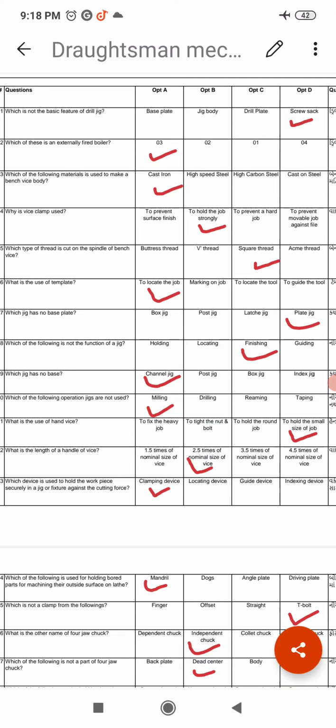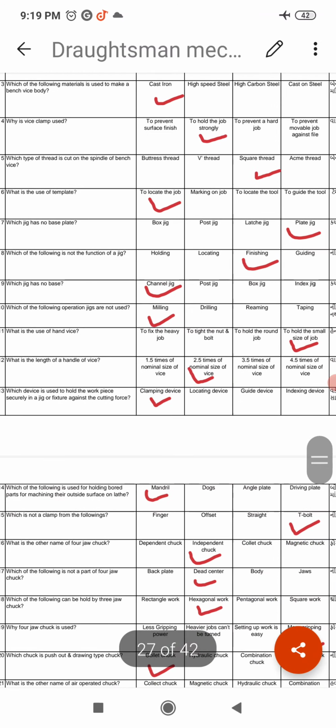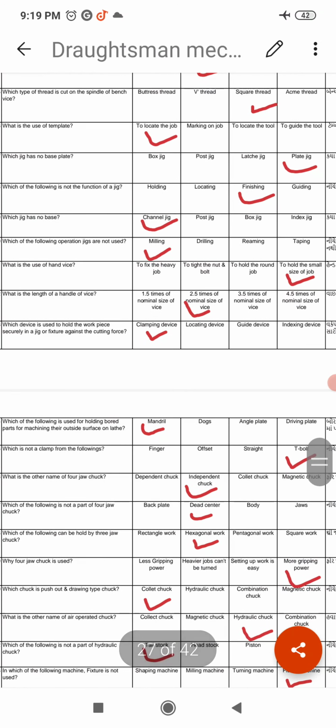Next. Which of the following is not the function of a jig? Answer is finishing, option C. Which jig has no base? Channel jig. Answer is A. Next, in which of the following operations are jigs not used? Answer is milling.